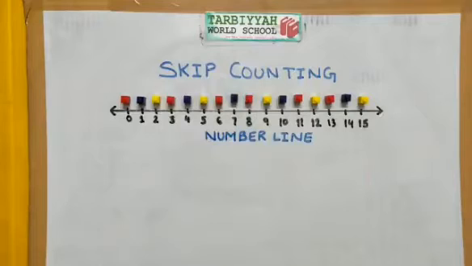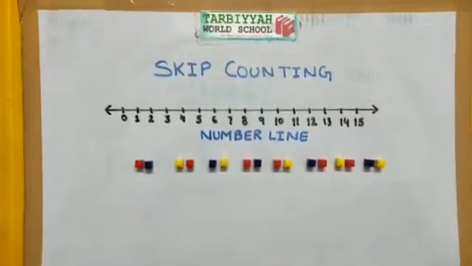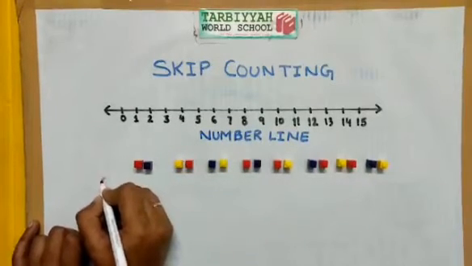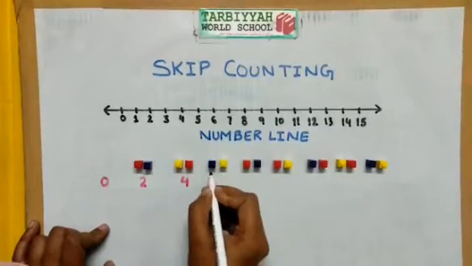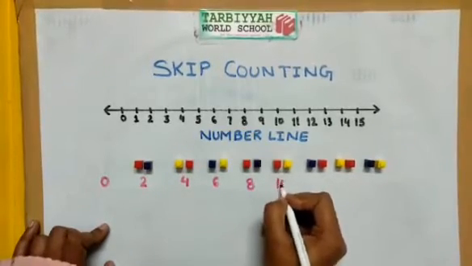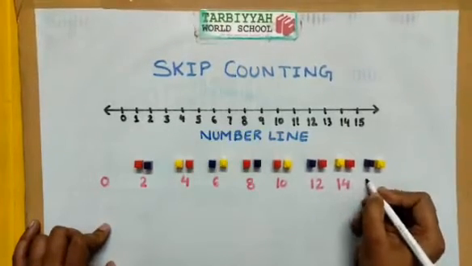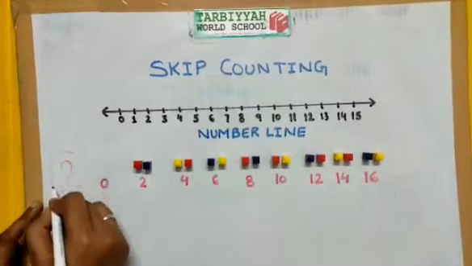Now we will do the skip counting of 2. For skip counting of 2 we have to take two blocks. Like here. We start from 0, 1, 2, 3, 4, 5, 6, 7, 8, 9, 10, 11, 12, 13, 14, 15 and 16. This is the skip counting of 2.